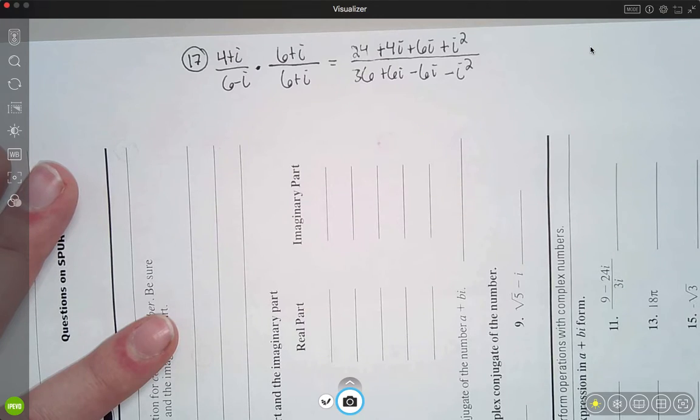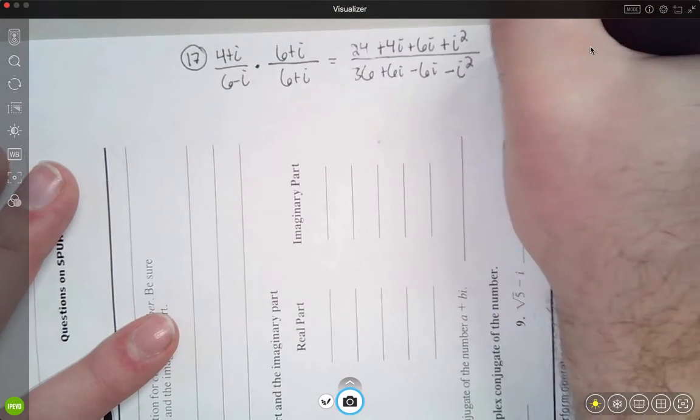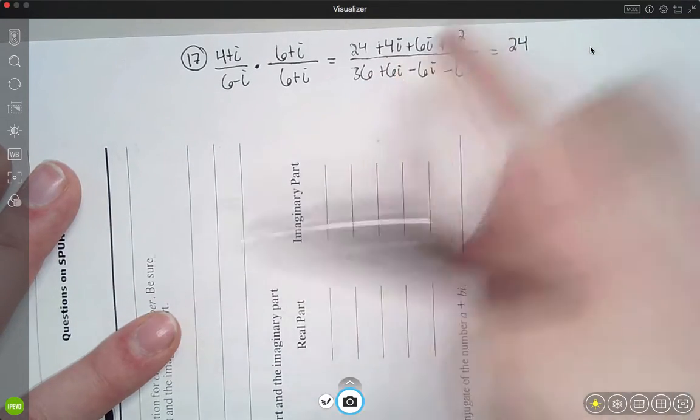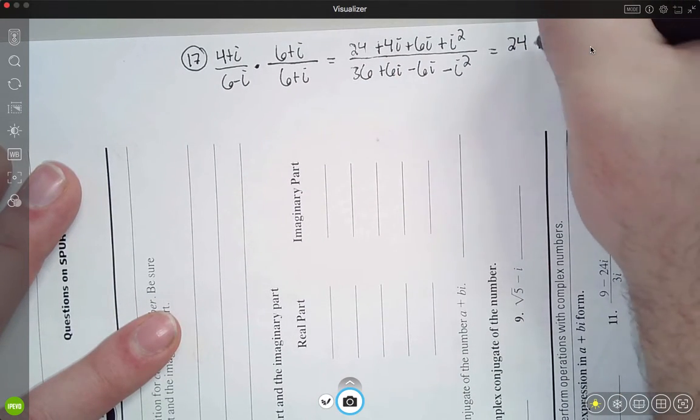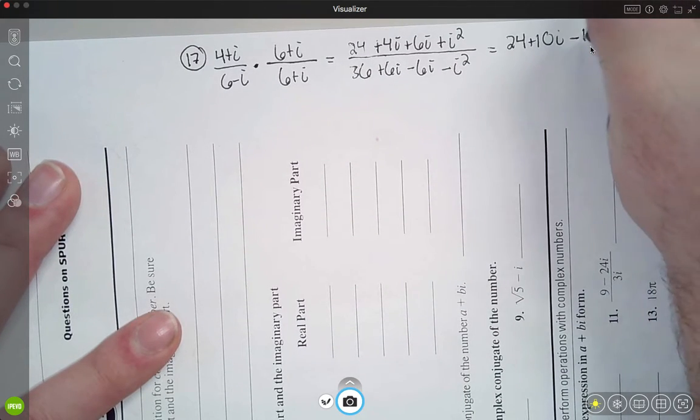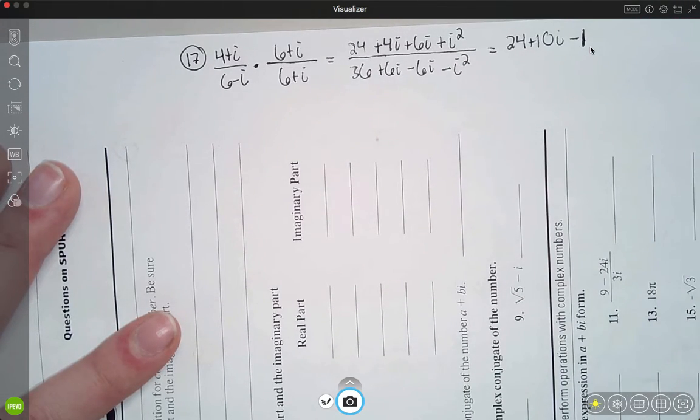Alright, last thing I need to do here is simplify both top and bottom. So on top, I'm just going to bring the 24 over. Then I have the 4i and the 6i. It gives me a 10i, those being added there. And then an i squared really just becomes a negative 1. Okay, so my answer there is the negative 1.